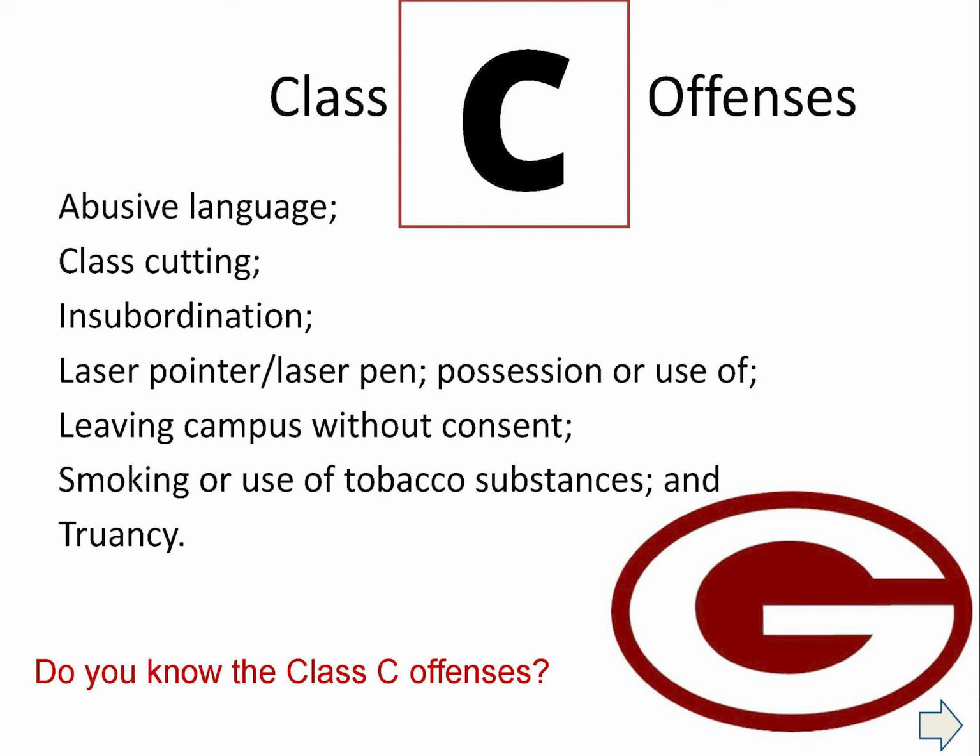Class C offenses are referred to as violations of Department of Education rules. Violators will be disciplined using school consequences, for example, serving detention and/or suspension. Class C offenses are abusive language, class cutting, insubordination, possession or use of laser pointers or pens, leaving campus without consent, smoking, and truancy.